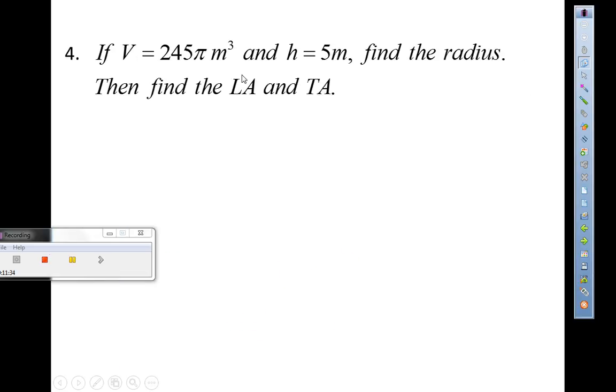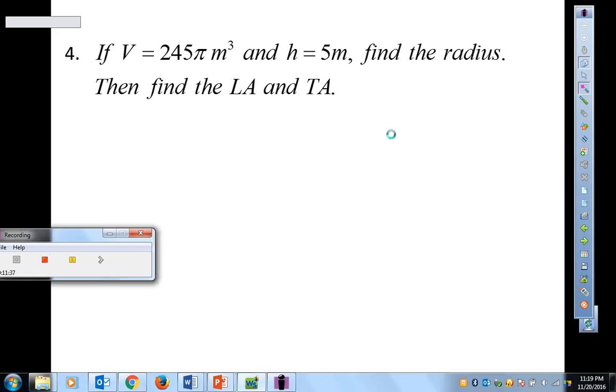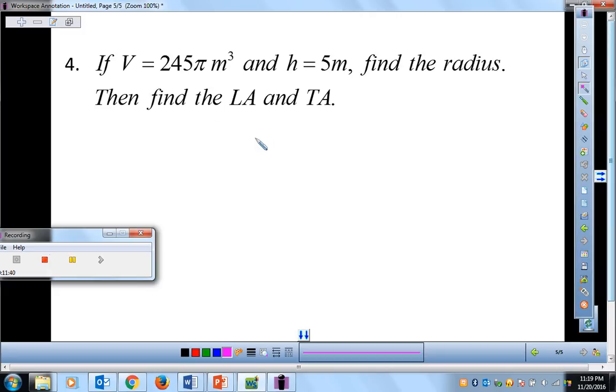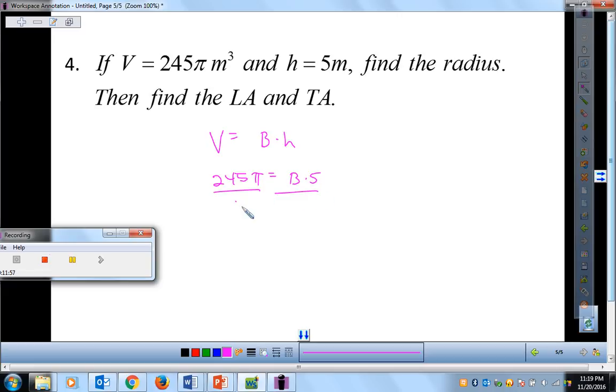One last one, this is the volume this time. So we just found the volume on that previous example. We'll use the same type of thing. So volume equals area of base times the height. Well, again, 245 pi equals area of base times 5. So divide 245 by 5. Those cancel. 245 by 5 is 49 pi equals the area of the base.